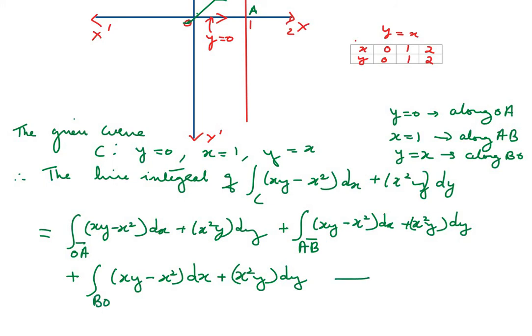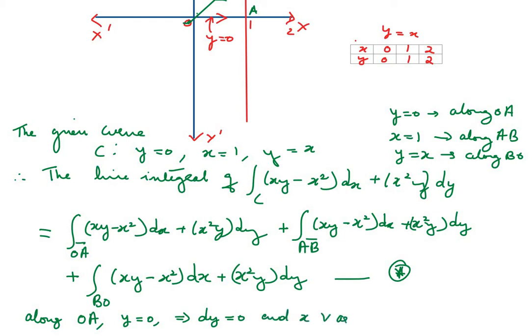Let us name this one as equation star. Now, along the curve OA, you can see from this figure, what is y? Y is fixed as 0. So y is equal to 0, which implies that dy also will be 0 along OA.